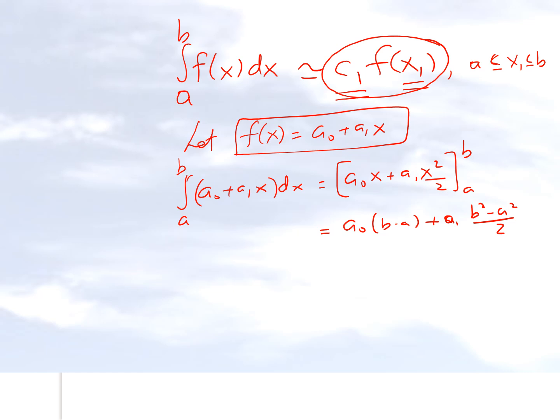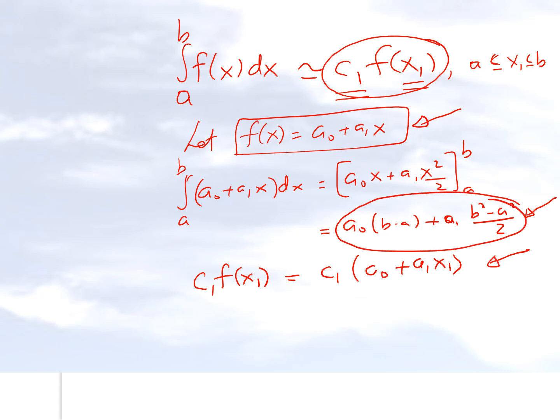So this is what I get from the exact calculus, but let's see what I get from the formula. The formula will be C1 times f of x1, so it will be C1 times a naught plus a1 x1. So the bottom line is that this is what I'm getting from the exact calculus for a function like a straight line or a first order polynomial, and this is what I get from the formula. So I would want this quantity to be exactly the same as this quantity. Let's see what happens by equating the two.